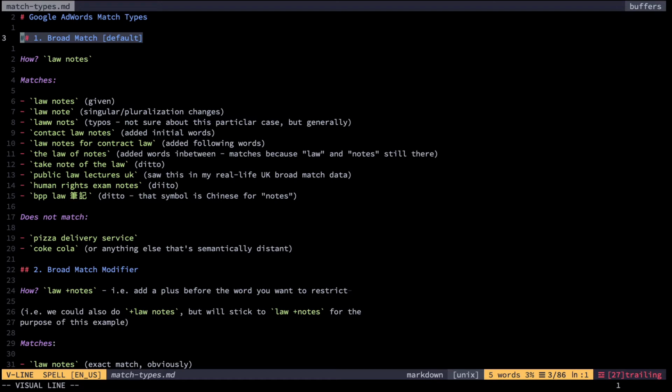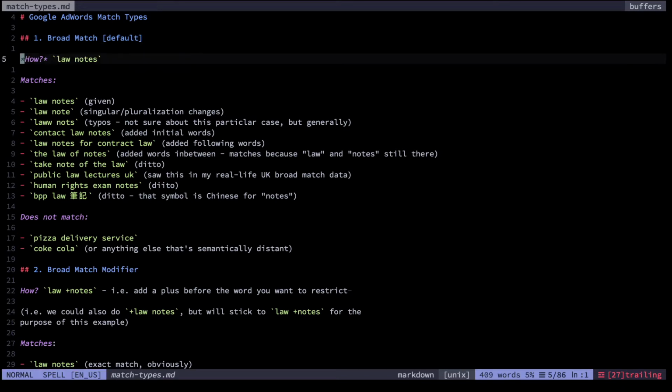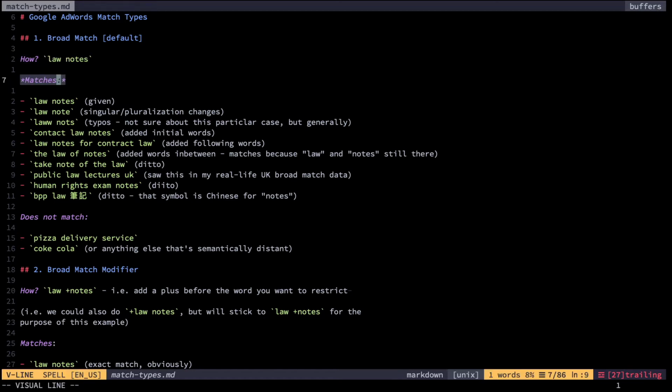The first match type is broad match. This is the default in Google AdWords, and generally speaking, it casts the broadest net. How do you tell Google AdWords to do it? Well, you just give it the raw keyword, law notes, like we've done before. What does that law notes keyword match? Well, it matches law notes, exactly what was given, obviously.